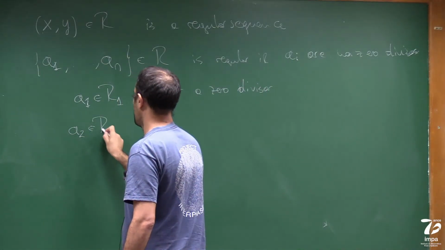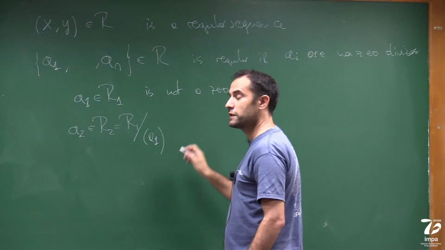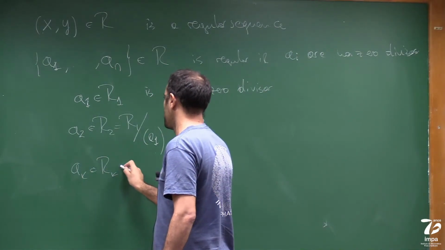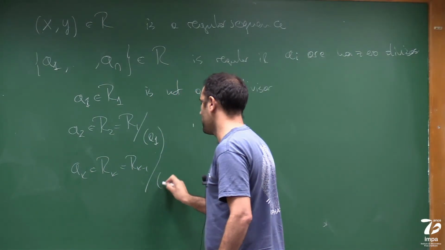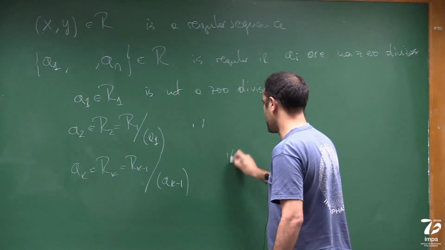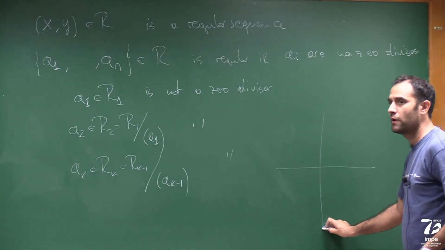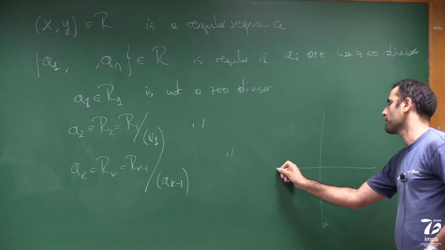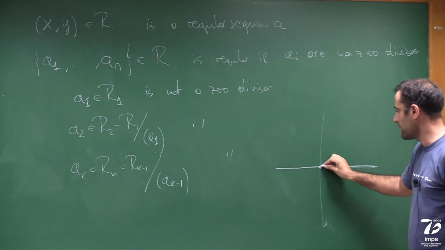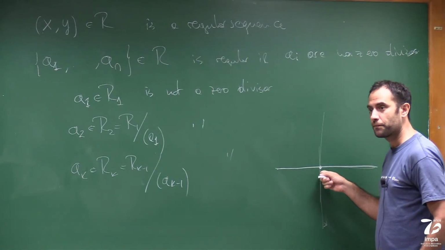A2 in R2, which I define to be R1 divided by the ideal generated by A1, is not a zero divisor. And AK in RK, which I define to be RK minus 1 divided by AK minus 1, is not a zero divisor. So in this geometric setting, what I have is the plane. If I divide by x, I get the ring of functions on the line. And the remaining ideal gives me the ideal of functions that vanish on the point, which is also not a zero divisor. So these are transverse equations.